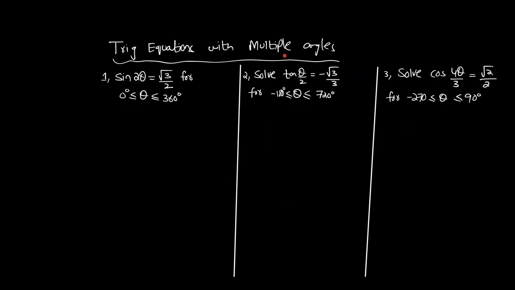So let's solve trig equation with multiple angles. This time we have multiple angles instead of theta. Achha, so how are they multiple angles? You have 2 theta instead of theta, right? So the first step would be to alter your range. If theta is from 0 to 360, so 2 theta would be from 0 to 720.